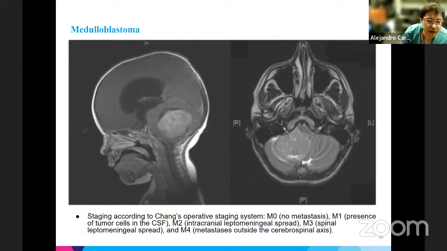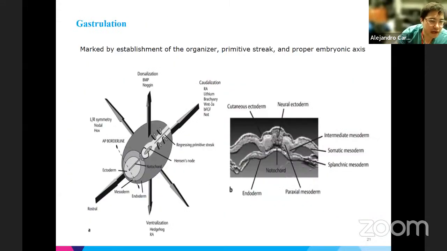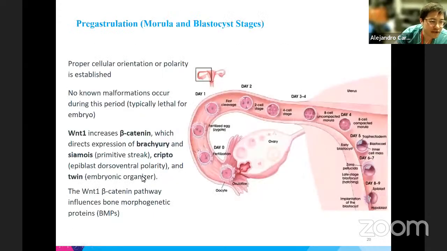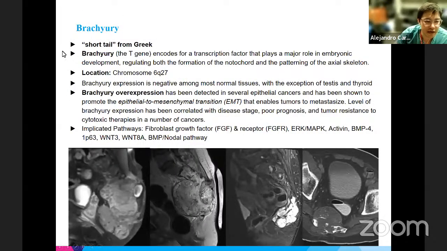Staging is according to Chang's operative staging system based on whether you have any metastases, presence in the CNS, intracranial leptomeningeal spread, spinal leptomeningeal spread, or metastases outside of the CNS. There was a gene involved in the pregastrulation stage named brachyury, which is part of that same pathway as the Wnt gene. And brachyury, we see commonly discussed with another condition.